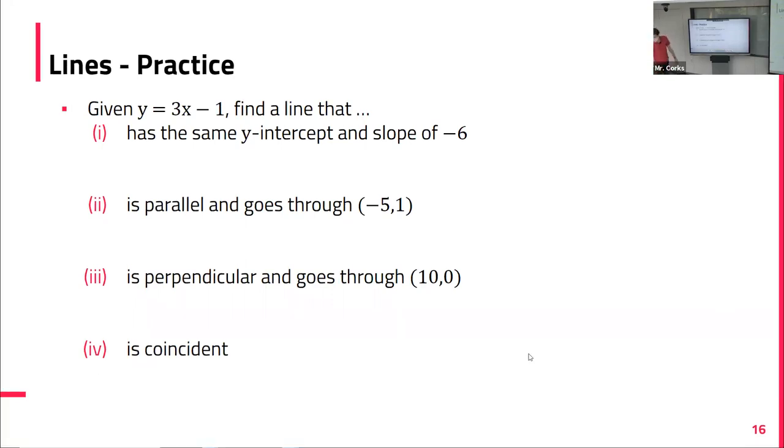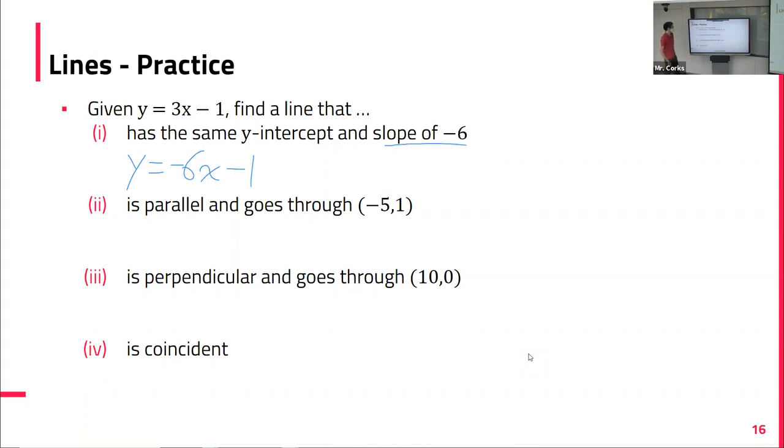Okay, that's been about 5 minutes. So we will go through this. Everything, yes, relative to the original line here, this y equals 3x minus 1. So a line that has the same y-intercept, but a slope of negative 6. Okay, so negative 6x minus 1. We just changed the slope. That's it.